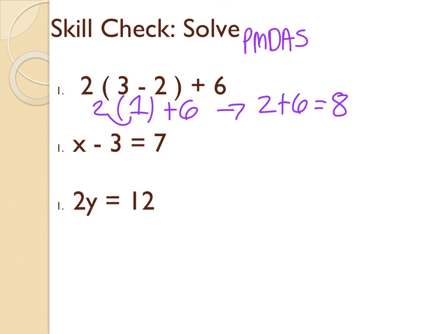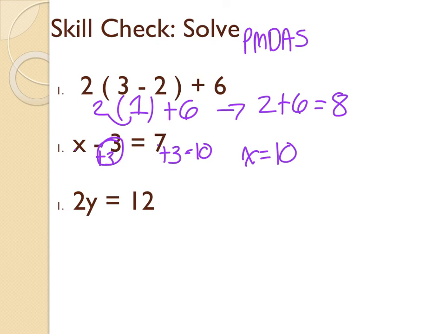Okay, I'm solving for x and I want to get x by itself. So I'm going to do the inverse of negative 3, which would be add 3. Okay, because I want to make this a 0, so x is by itself. What I do to one side, I must do to the other side. Negative 3 plus 3 equals 0. 7 plus 3 equals 10, so I have x equals 10.